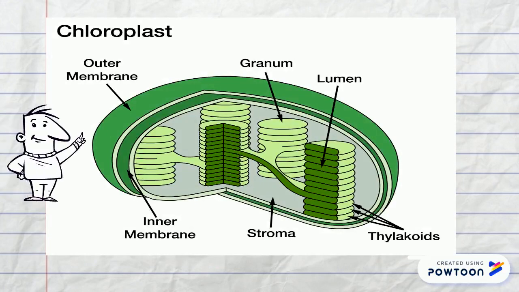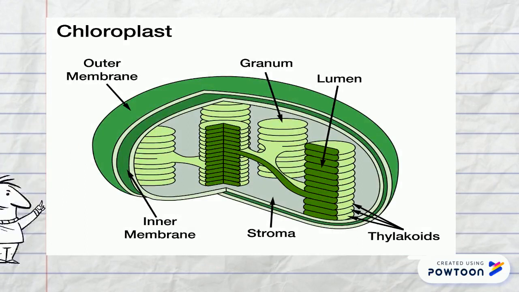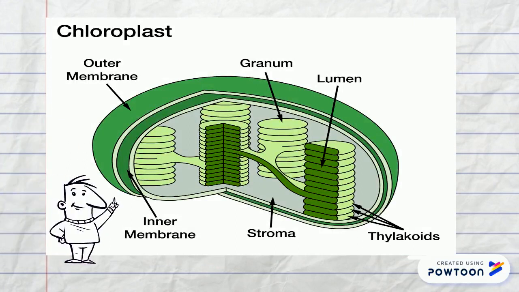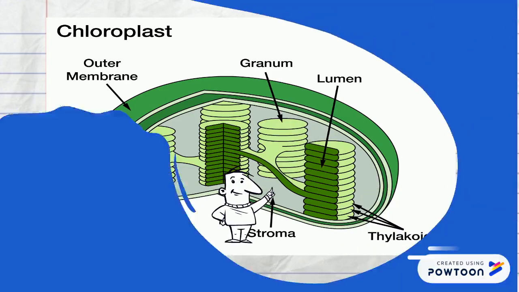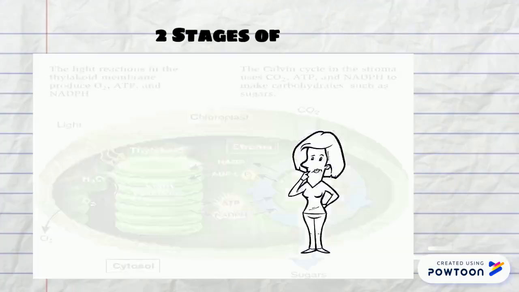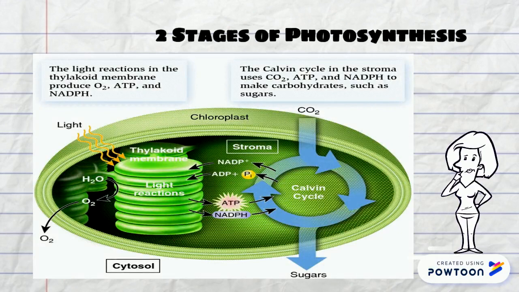This is the chloroplast: the outer membrane, inner membrane, the thylakoids, the granum, and the stroma. There are two stages of photosynthesis, the light-dependent reaction and the light-independent reaction, or the Calvin cycle.